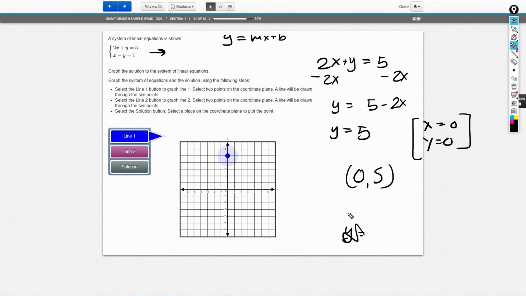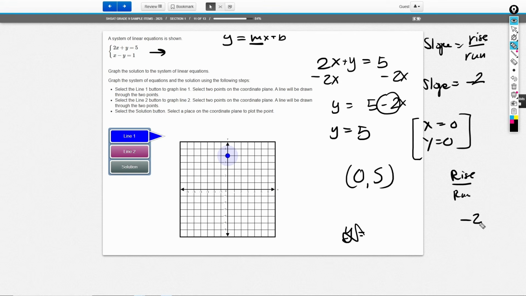So for this, a quick trick that you can do is you know that your slope is equal to rise over run. So it's the amount that you go up or down by versus the amount that you go across by. So in this case, the slope is always the number in front of x. So here we have negative 2 in front of x, so my slope is equal to negative 2. That means that my rise over run is equal to negative 2 over 1.